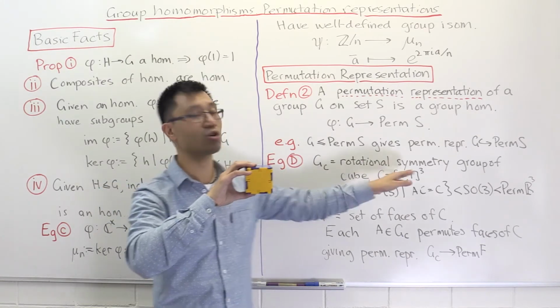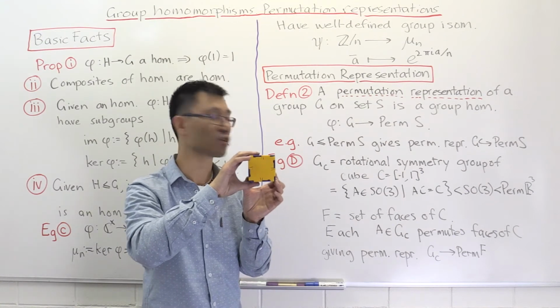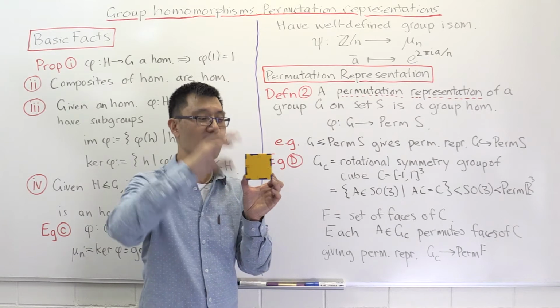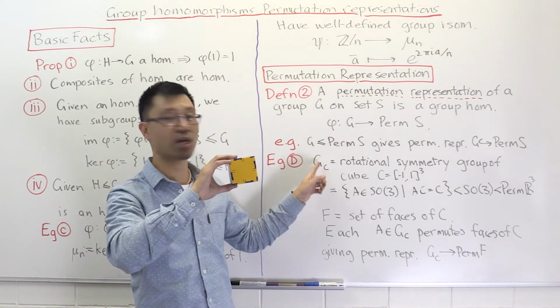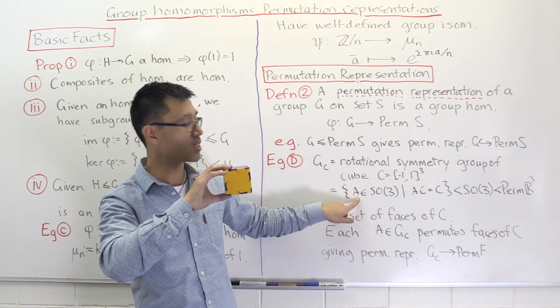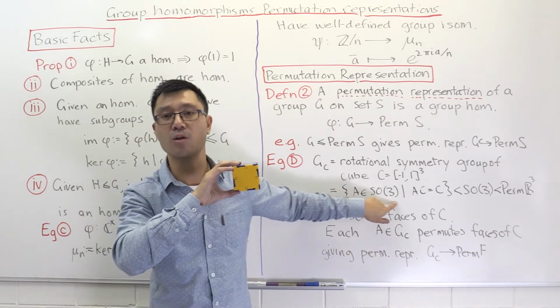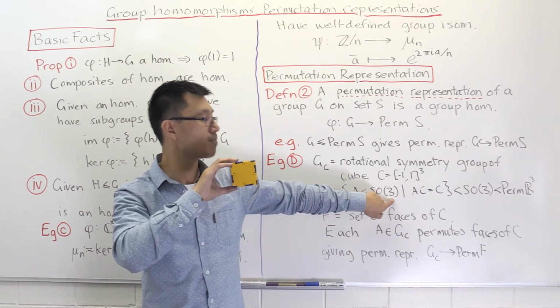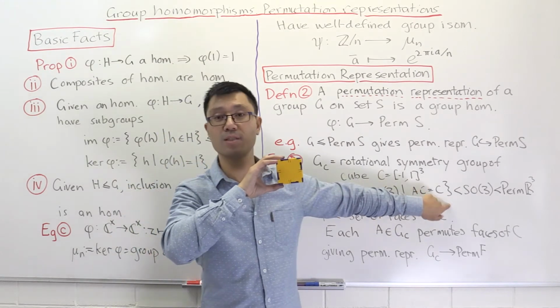So that gets you a cube. And the center of mass of that cube will be the origin. And you look at rotations which send this cube back to itself. That's what the rotational symmetry group is. It's the rotations A, so that just means an element of SO(3), the special orthogonal group of dimension 3, such that A(C) equals C.